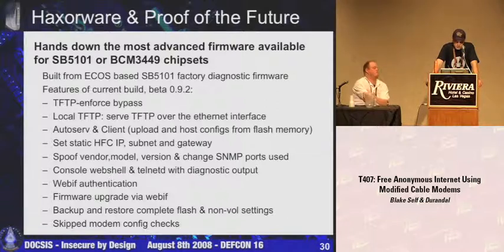It's got a TFTP enforced bypass. It's got a built-in TFTP server where you can store your configuration file of choice in the flash, and instead of having to pull it off your ISP's TFTP, or your computer, it boots the modem and pulls the config from the flash. It's a pretty cool feature. You can set a static HFC IP, subnet, and gateway instead of using the one that the ISP assigns you. You can spoof the vendor, the model, the firmware version. You can change the SNMP ports, so the ISP really can't. DOCSIS is completely managed by SNMP.